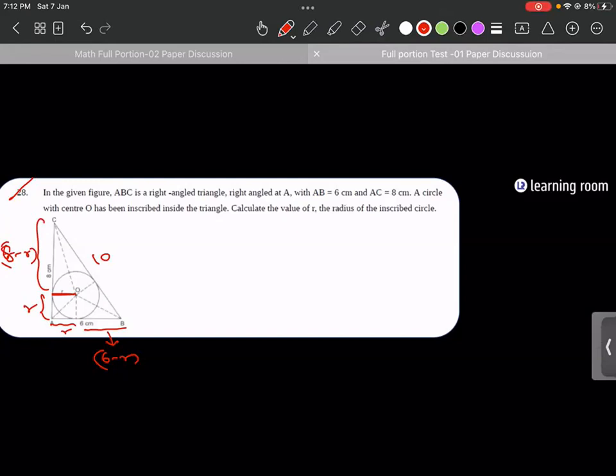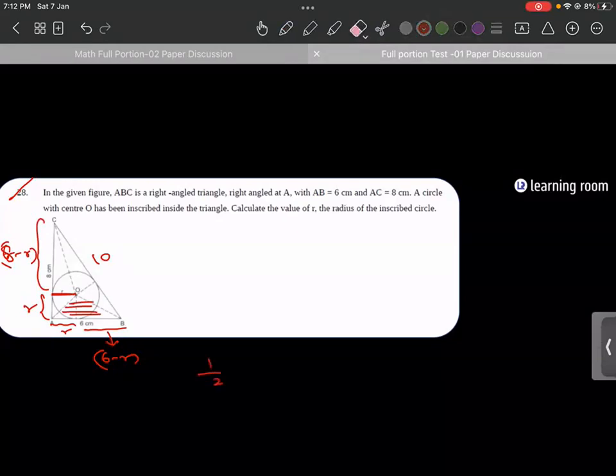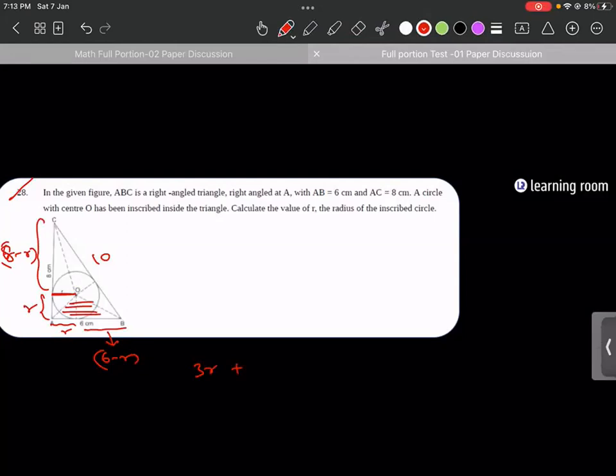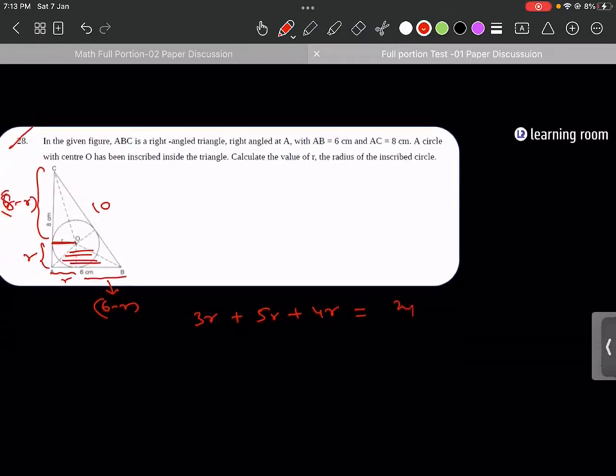AOB will be 3R. So the area of triangle AOB will be half into base into height, 3R, correct? And then the area of COB will be 5R. Correct. And the other will be 4R. 4R, yes, sir. And the total will be 24. So the sum of everything should be equal to half into 8 into 6, which is 24. Correct. So 12R will be 24, R will be 2 centimeter. Is that what you got?